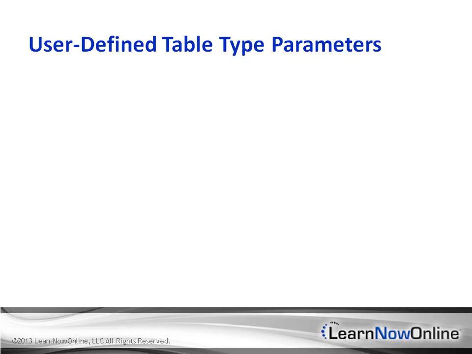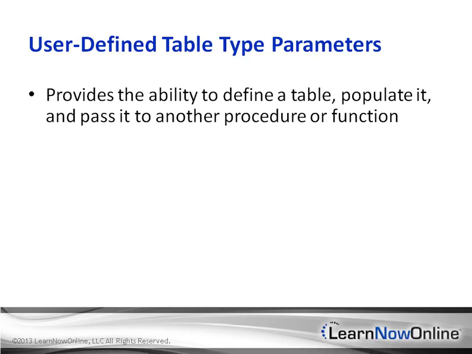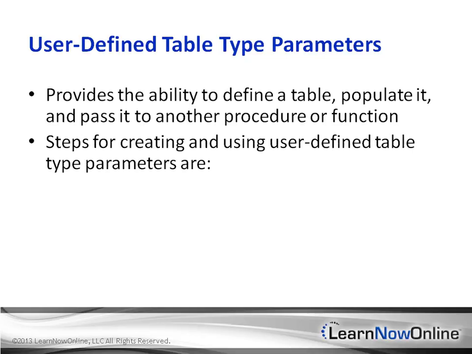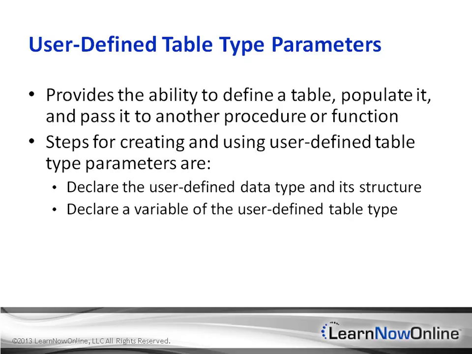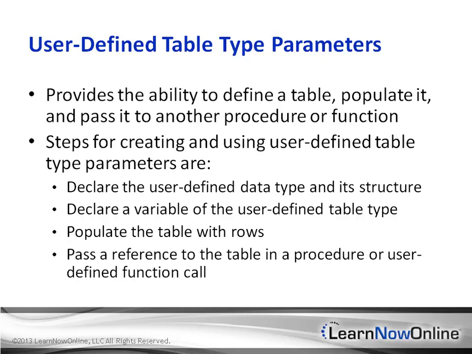And finally, the user-defined table type parameter is a way of storing data and passing it along to another process. It provides the ability to define a table, populate it, and then send it to a procedure or function. If you want to create and use a user-defined table type parameter, you have to follow these steps. First, you have to declare it and define its structure. You then have to declare a variable that uses that user-defined data type. You have to populate the table with the rows that you're interested in. And then, of course, pass a reference to the table in the procedure or user-defined function call.